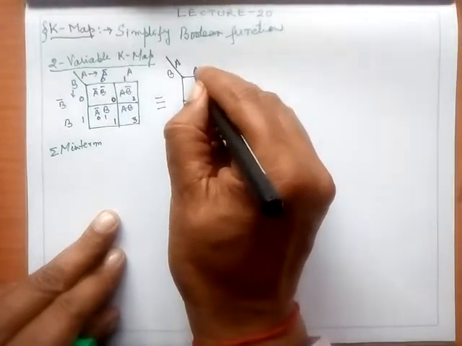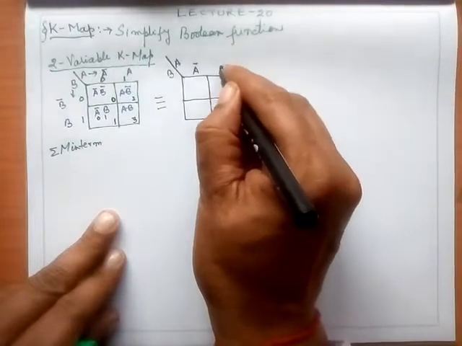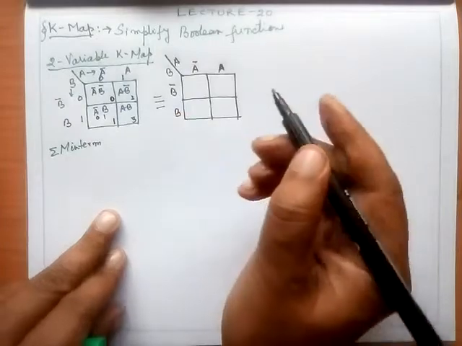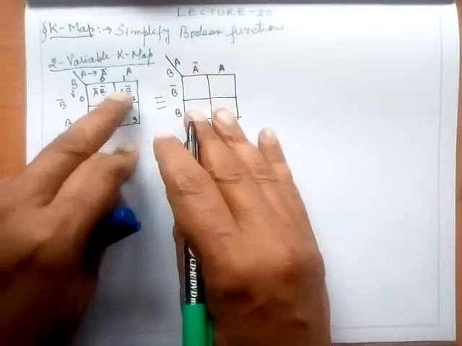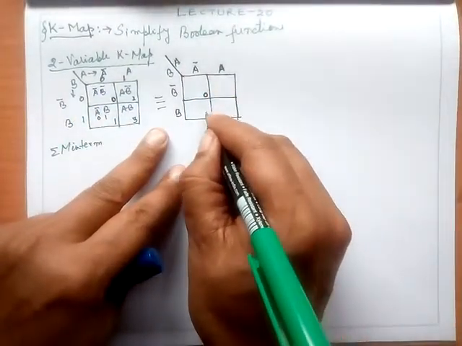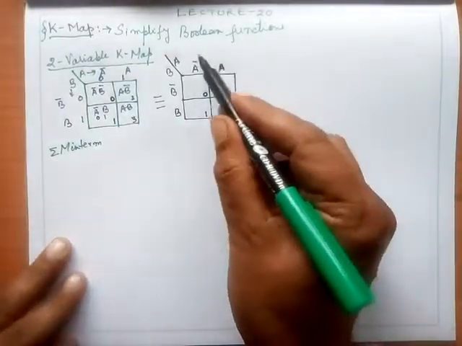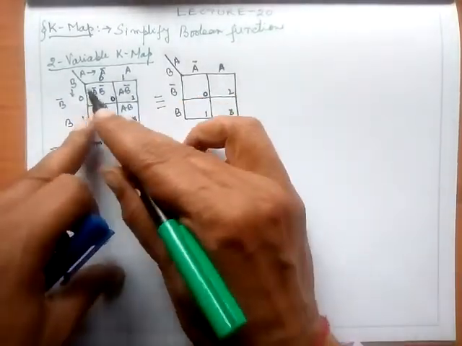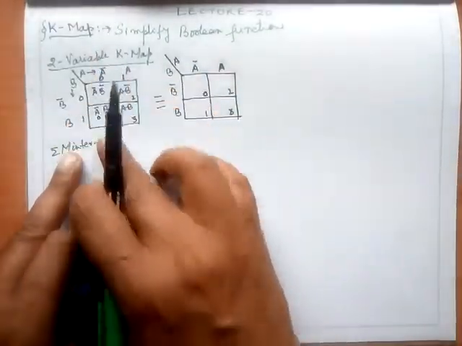Then this is A bar and A, and here I write B bar and B. I hope this is clear to you, and I simply write the decimal equivalent of this. What I have written here, I skip all these things while solving the problem. It is 0, 1, 2 and 3. This is the K-map for a canonical SOP form where every cell is representing a min term. Only 4 min terms are possible for 2 inputs.